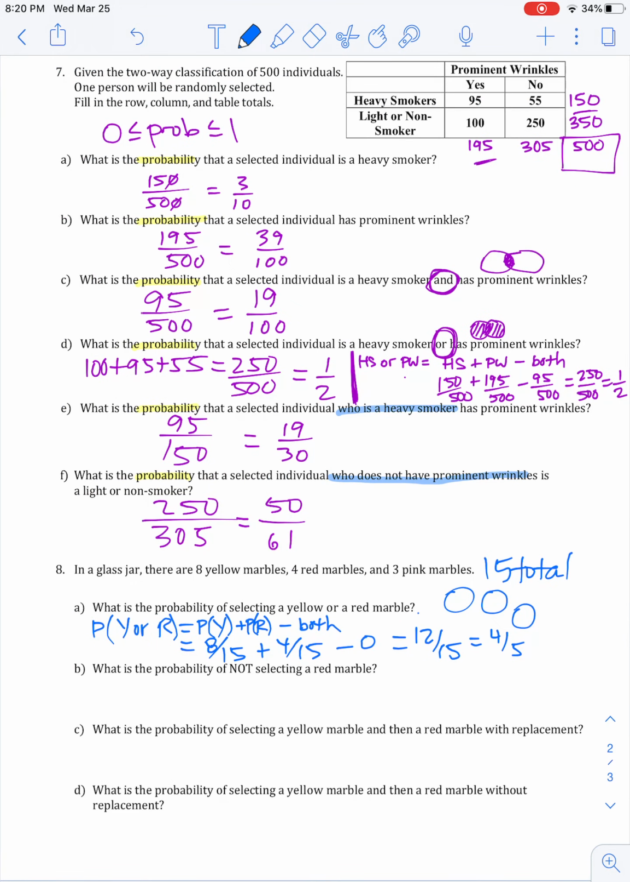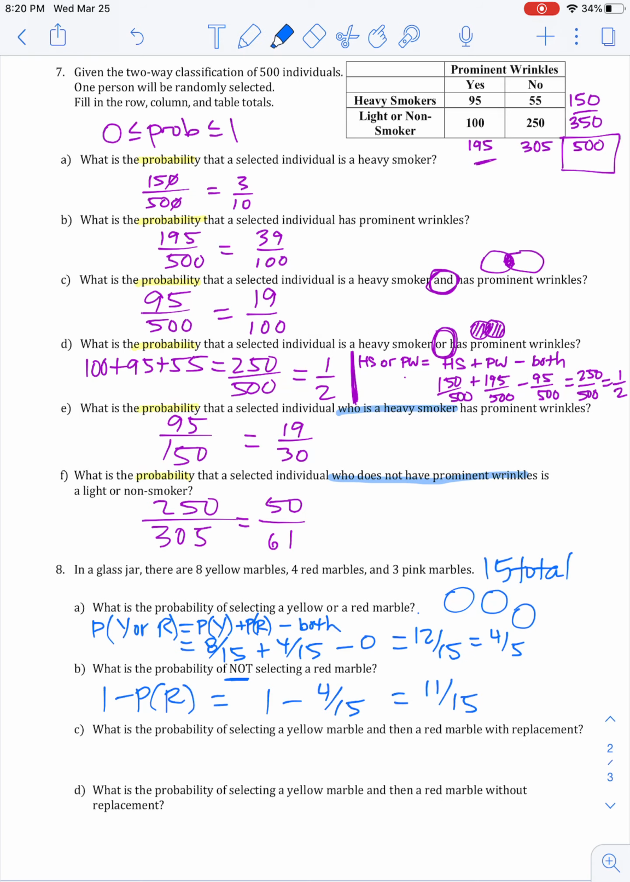All right, what is the probability of not selecting a red? This is a complement problem. I could do 1 minus the probability that I do select red. So the probability of red is 4/15ths. So 1 minus 4/15ths is 11/15ths, because I changed the 1 to 15/15, and then I have a common denominator to subtract.